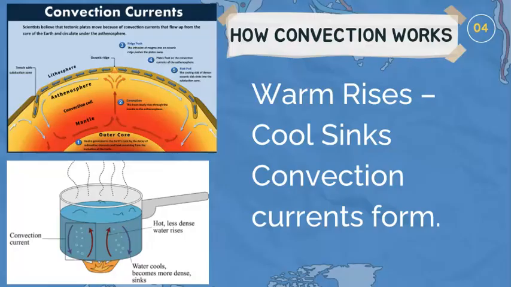Now on these pictures, I have a picture of convection currents and how they look in the mantle, just seeing the flow of them, this little circular motion. Down here, I have a more simplified version of it. It's basically a boiling pot of hot water. So hot, less dense water rises to the top, as you can see from this arrow. Then the water cools, becomes more dense, and sinks to the bottom. That's what creates this little circular motion of the convection current that we see.